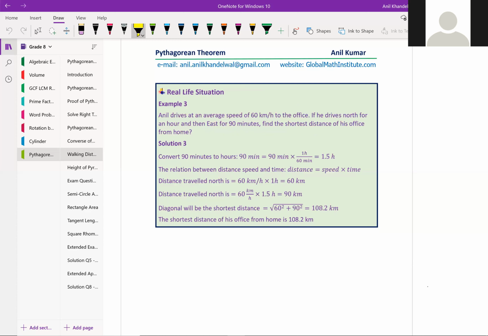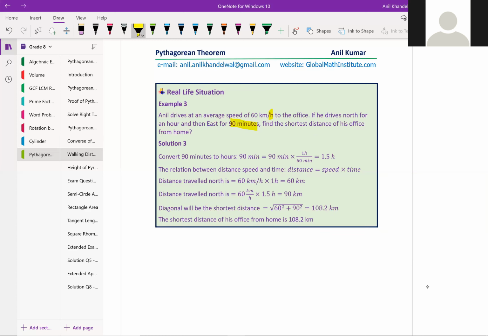Firstly, we have to point out that 90 minutes and 60 kilometers are in 2 different units. So we have to convert them. That's a very good observation. Yes. So after we convert them, we can apply the Pythagorean theorem formula of a squared plus b squared to find out what the shortest distance from office to home is.